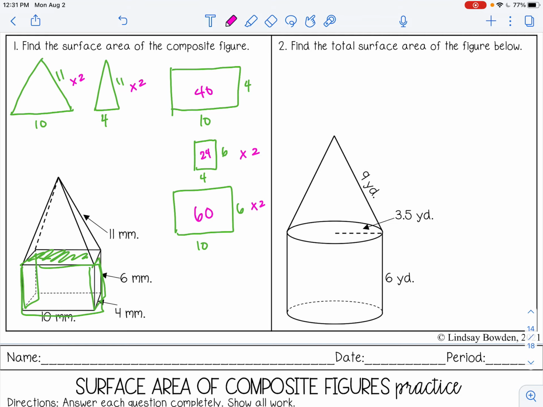Now on the triangles, we're going to have to use the Pythagorean theorem to find that height. So I'm just going to redraw this down here. So this would be 5 because it's just half of this, and 11. 2 and 2. Go ahead and pause the video now and find the height of both of those. Of course, remember you're using the Pythagorean theorem.